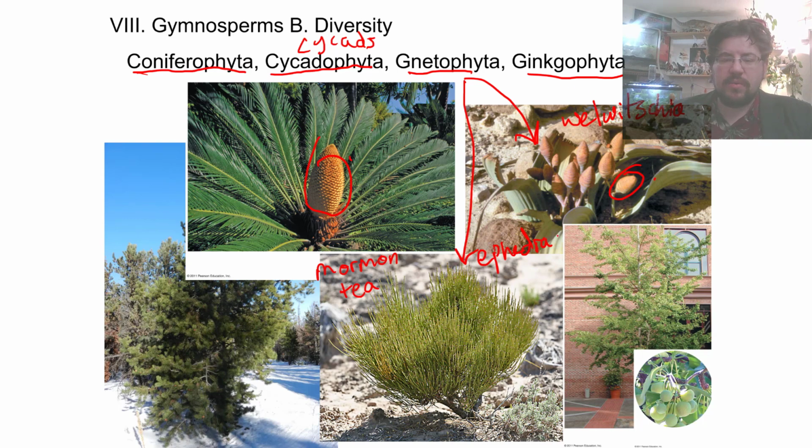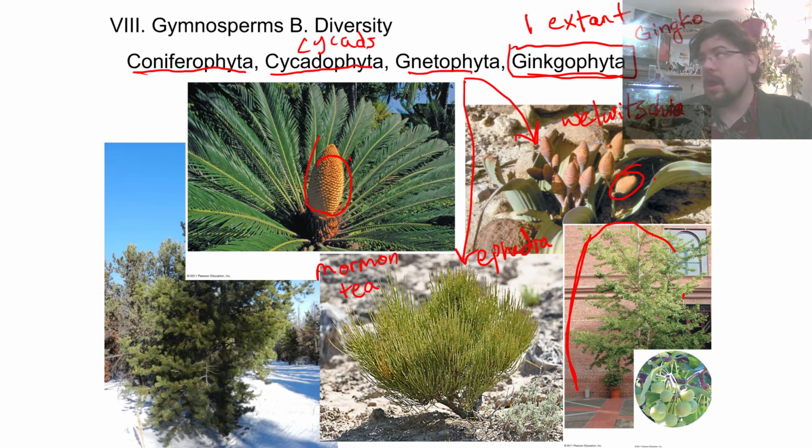And then over here, we have ginkgo, right? Ginkgophyta is probably the least diverse of the gymnosperms because there is exactly one extant species of ginkgophyte. And you probably know the scientific name. If I write ginkgo, you say, yeah, biloba. Ginkgo biloba is the only ginkgophyte. If you look at their leaves, oh, they have 2 distinct lobes.